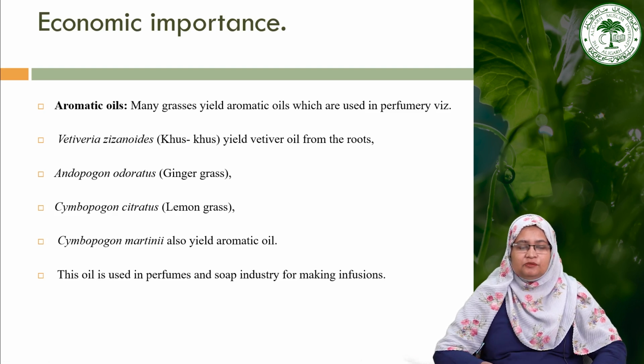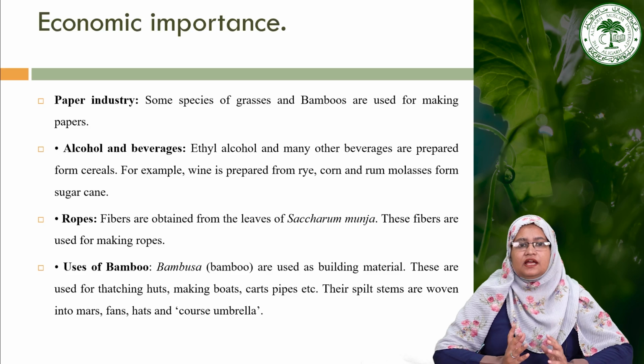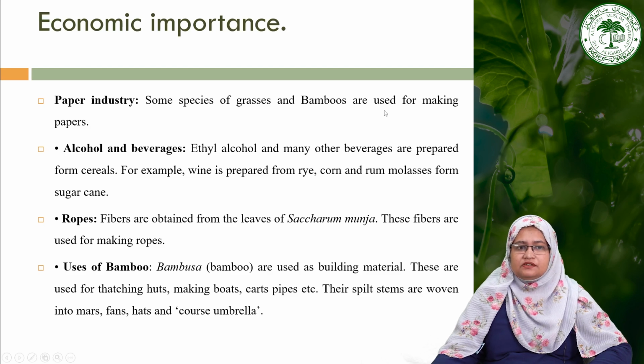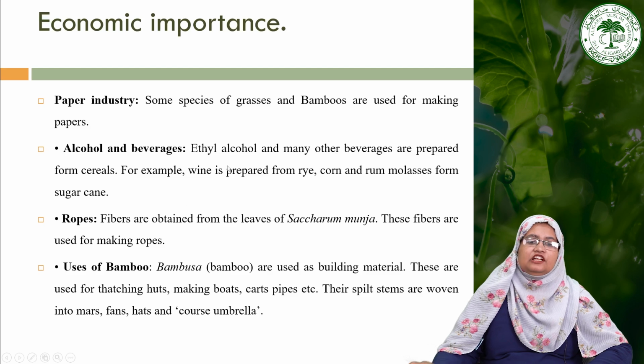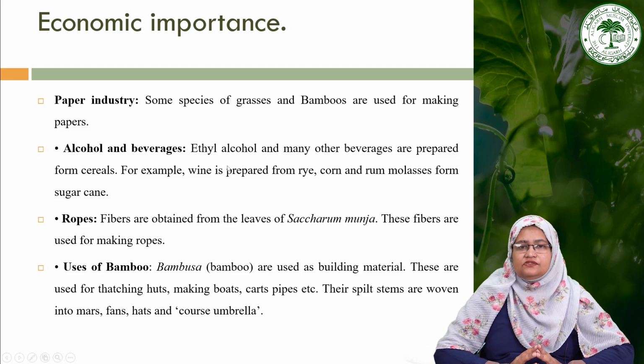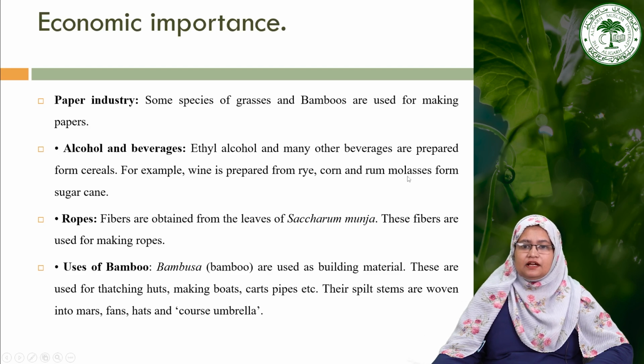So these are some economic importance of the family Poaceae. Besides this, it is also used in the paper industry. Many species of grasses and bamboos are used for making paper. Besides this, alcohol and beverages, that is ethyl alcohol and many other beverages, are prepared from cereals. For example, one is prepared from rye, corn, and rum and molasses from the sugarcane.